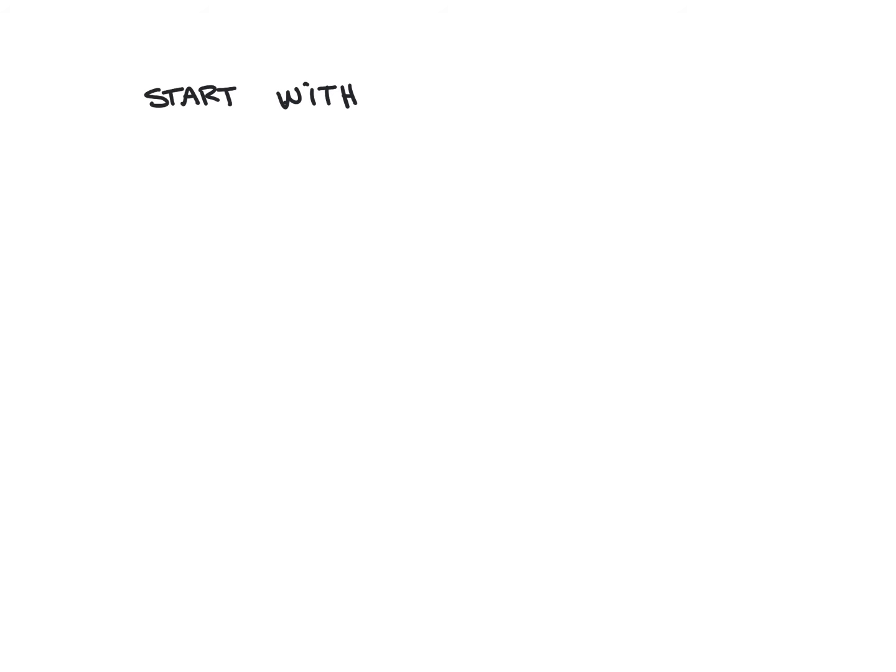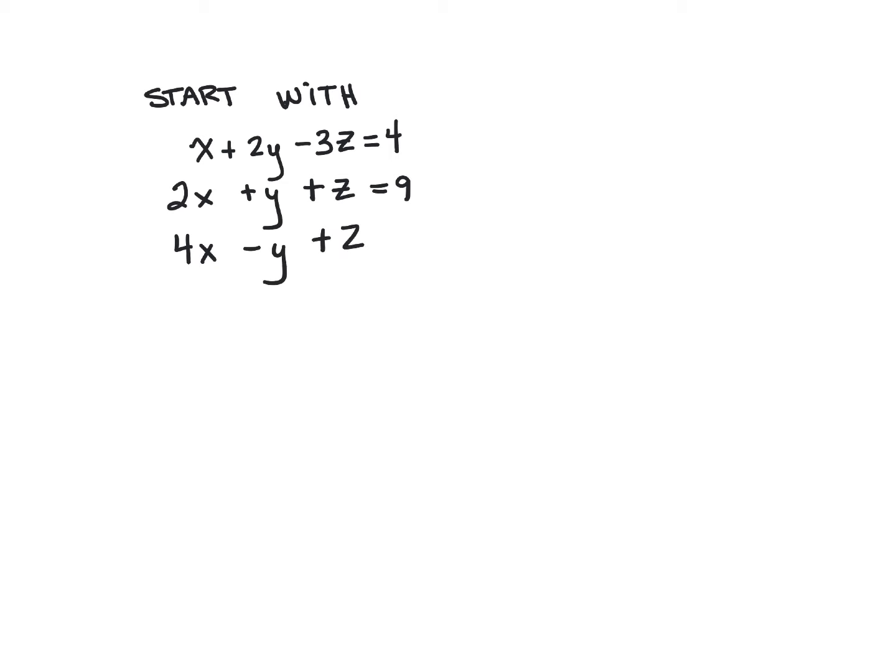We're going to start with just a system of equations. x plus 2y minus 3z equals 4. 2x plus y plus z equals 9. And 4x minus y plus z equals 11. And we will write an augmented matrix.